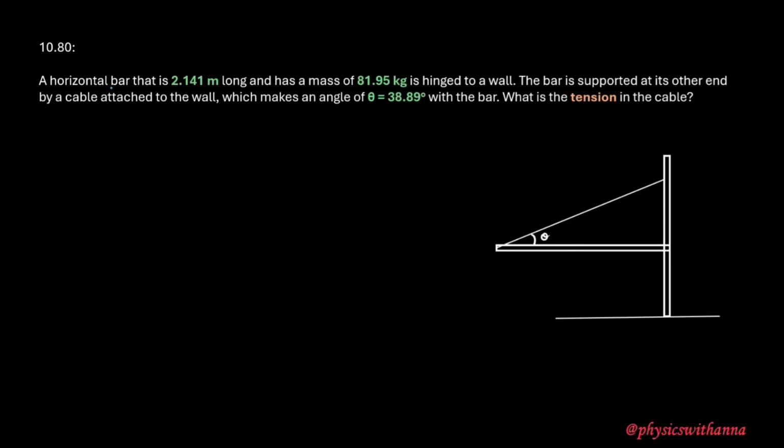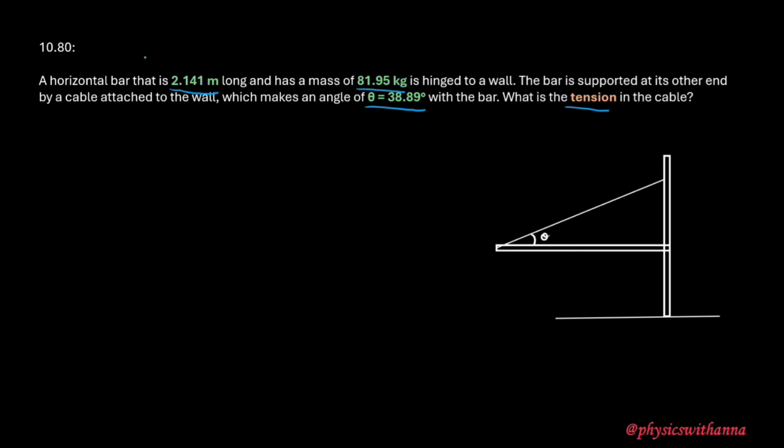Question 10.80. A horizontal bar that is 2.141 meter long and has a mass of 81.95 kilogram is hinged to a wall. The bar is supported at its other end by a cable attached to the wall, which makes an angle of theta equals 38.89 degree with the bar. What is the tension in the cable?